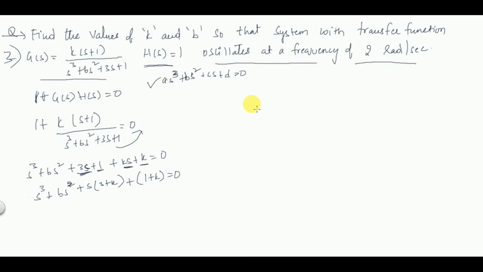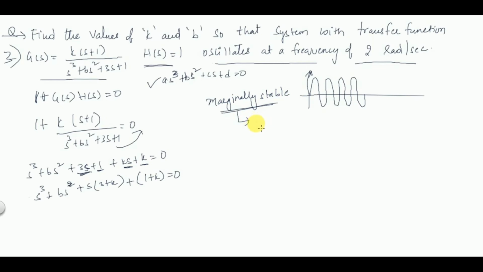That is, how to use this third order equation, and it oscillates at a frequency of 2 radian per second. What is given is that it oscillates at a constant frequency. Constant frequency and amplitude of oscillations is obtained when the system is marginally stable. Marginally stable, then only the poles will be on the imaginary axis. When poles are on the imaginary axis, then only we have constant amplitude and frequency of oscillations.